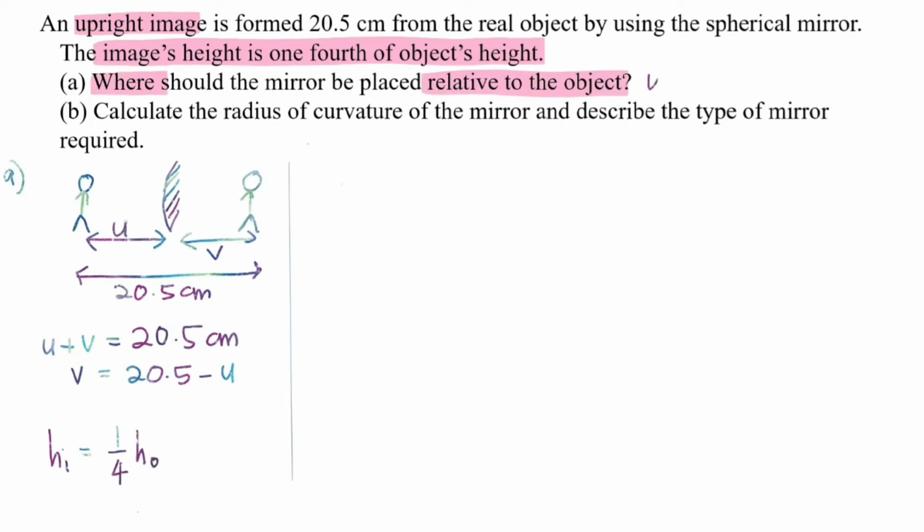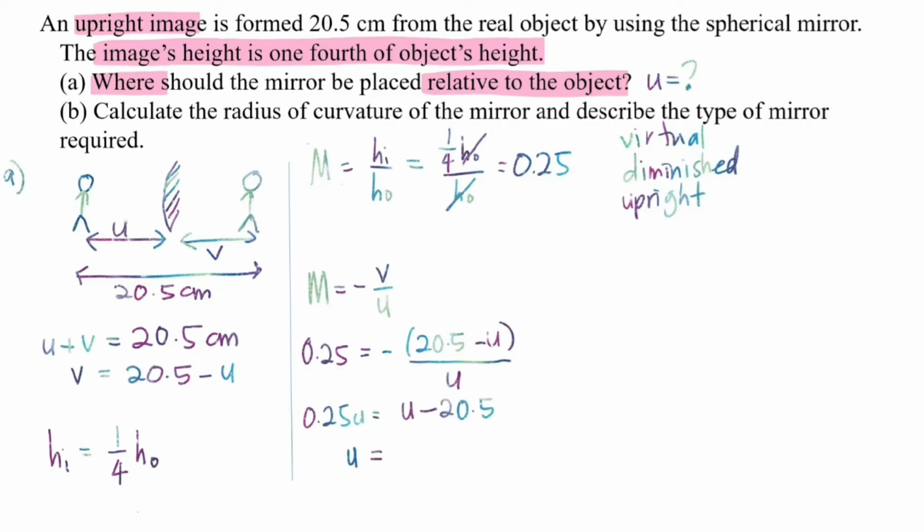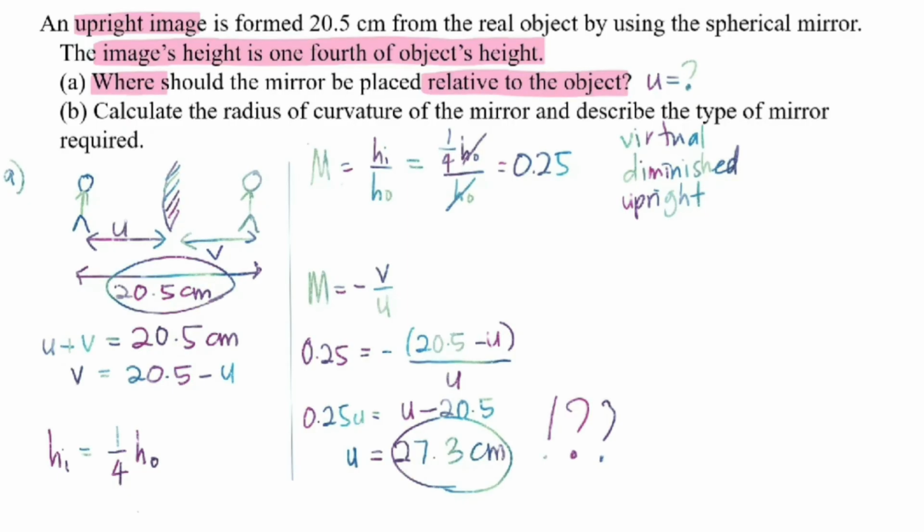So let's find the magnification first. This helps us identify the characteristics of the image. Positive 0.25 means this image is virtual, diminished, and upright. We have two equations for magnification. We're going to use the other one, which is m equals negative v over u. Put it back in, and wow, 27.3 centimeters?